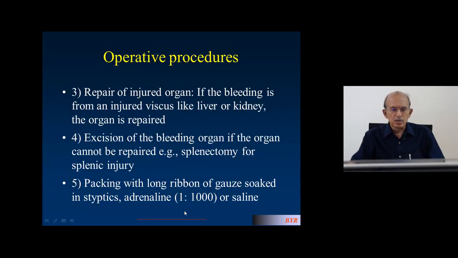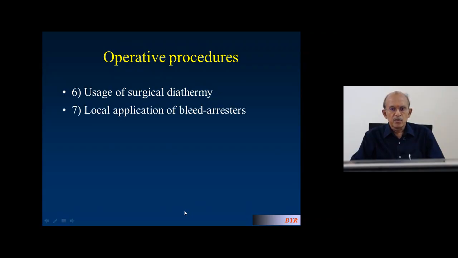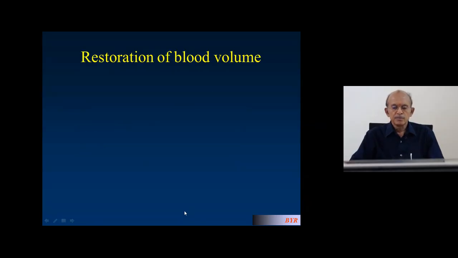So these are the operative procedures. Then of course you can use surgical diathermy to coagulate the vessels. In some cases you can use gelfoam or oxycel to encourage local coagulation, or bone wax to stop the bleeding from the bone cut edges or bone surfaces. Silver clips for bleeding brain tissue. So these are the methods to stop the bleeding.